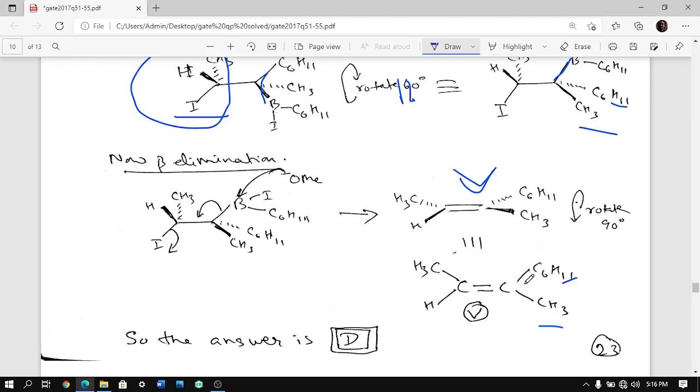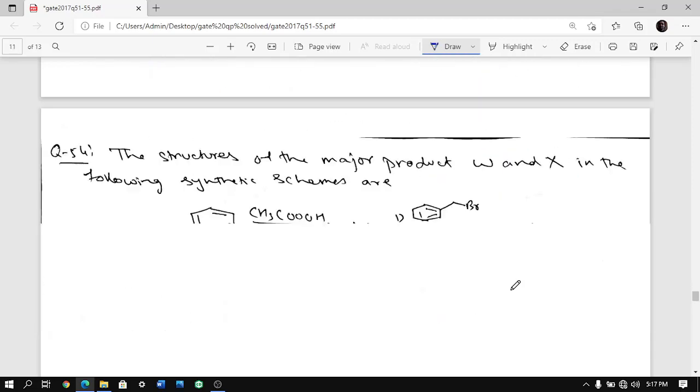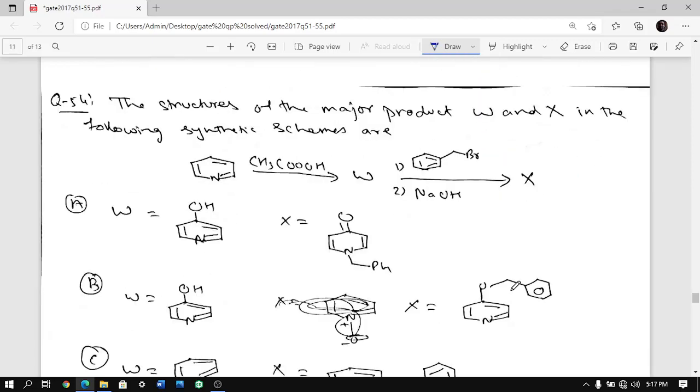If you want, you can give the E and Z also. So this one gets first priority, this one gets second priority, this one gets first priority, this one gets second priority, so it is Z. So the answer is D, right? Moving on to the next question.